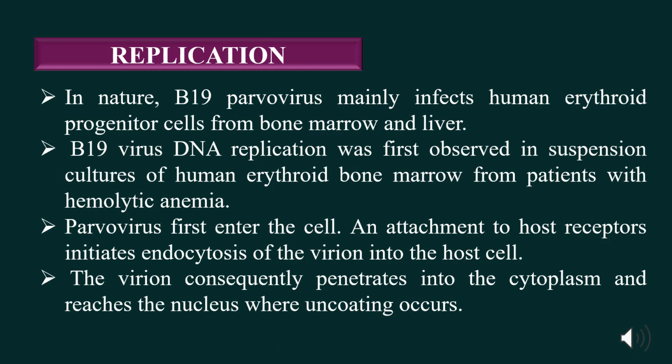Replication of B19 Parvovirus. In nature, B19 Parvovirus mainly infects human erythroid progenitor cells from bone marrow and liver. B19 virus DNA replication was first observed in suspension culture of human erythroid bone marrow from patients with hemolytic anemia. Parvovirus first enters the cell, and attachment to the host receptor initiates endocytosis of the virion into the host cell. The virion consequently penetrates into the cytoplasm and reaches the nucleus, where uncoating occurs.